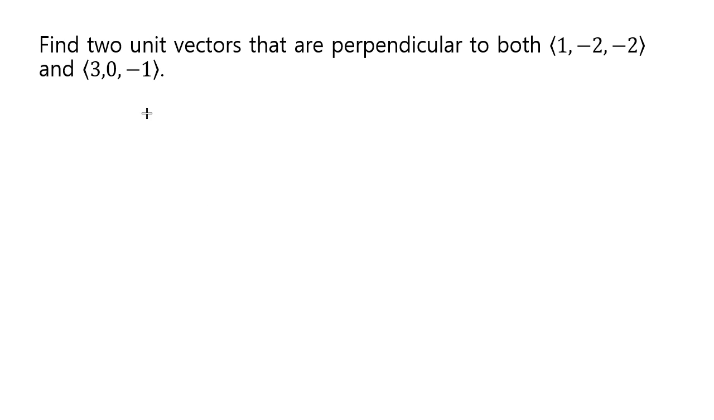Find two unit vectors that are perpendicular to both <1, -2, -2> and <3, 0, -1>. So this actually has to do with the fact that if you have two vectors, u and v, in a three-dimensional picture, let's say u is slightly towards you and v is pointing away from you, then there's the cross product u cross v, which is a direction that's perpendicular to both of the vectors.